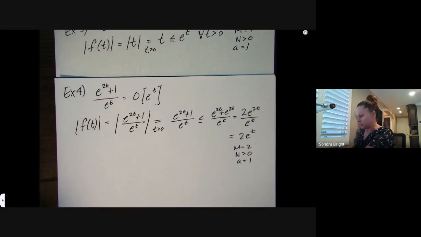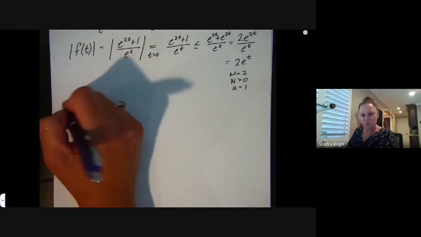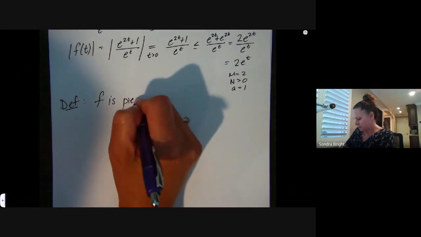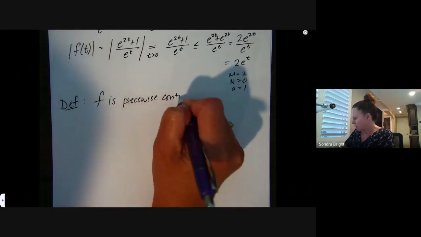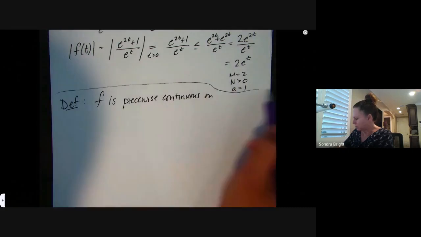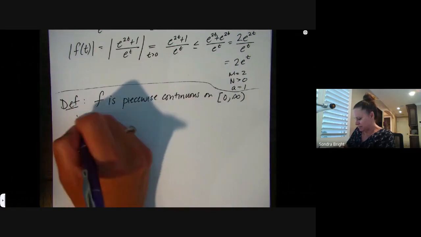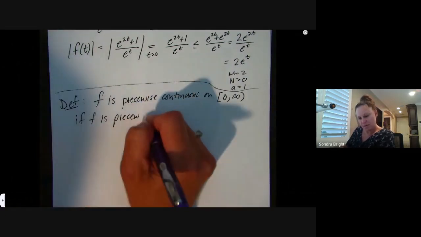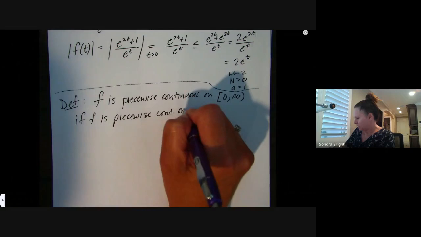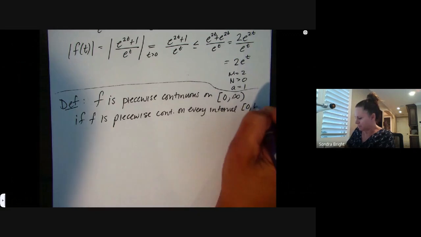Well, I've got to give you a definition first and then a theorem. So what does it mean to be piecewise continuous? f is piecewise continuous on the interval from 0 to infinity if f is piecewise continuous on every interval from 0 to b, where b is greater than 0.